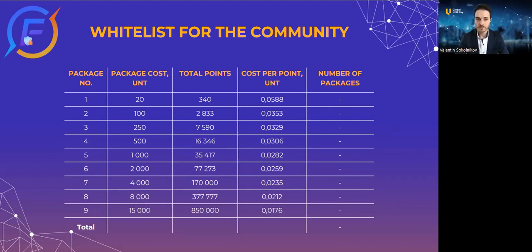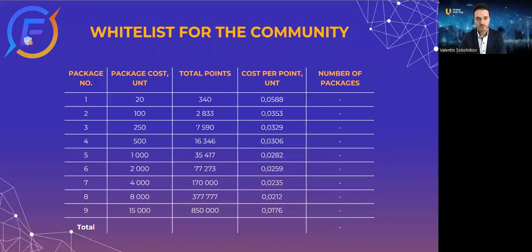So whitelist for the community, which is unique. And there are different packages at different prices in units. And also for each package, you get a certain number of points that will eventually be turned into tokens when we have our token generation event. When we organize that event in 2023, those token points will be turned into tokens, they will be frozen, and then all the users from the whitelist will get those tokens to their wallets.